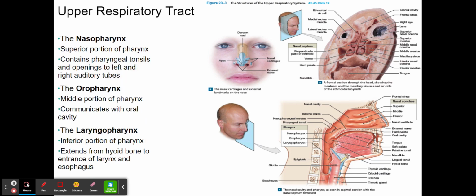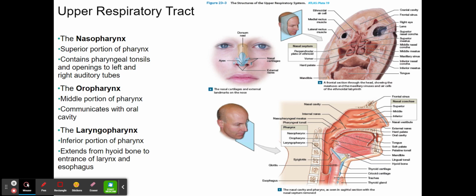The nasopharynx is the superior portion of the pharynx. It's connected to the posterior portion of the nasal cavity through the internal nares. The soft palate separates it from the oral cavity. The nasopharynx is lined by the same pseudostratified ciliated columnar epithelium as the nasal cavity. The pharyngeal tonsil is located on the posterior wall of the nasopharynx. Each auditory tube opens into the nasopharynx at the nasopharyngeal meatus on either side of the tonsil.